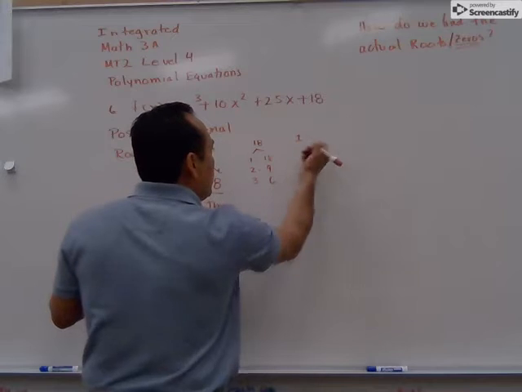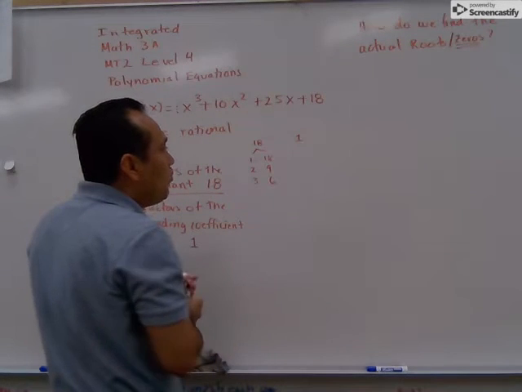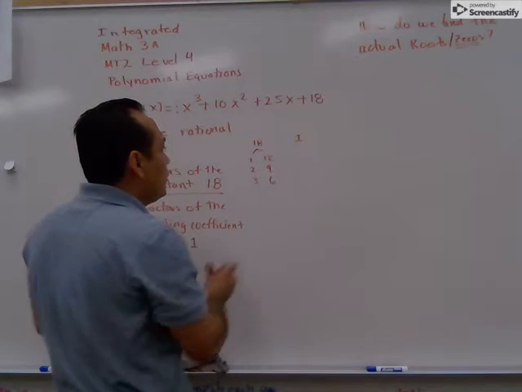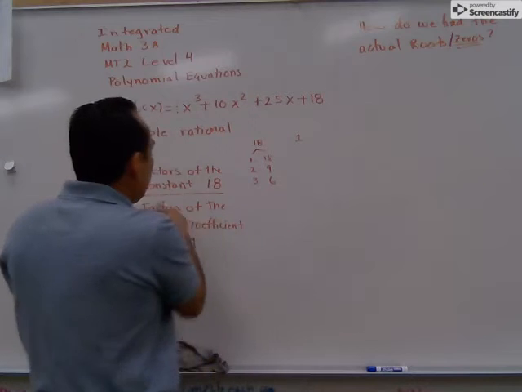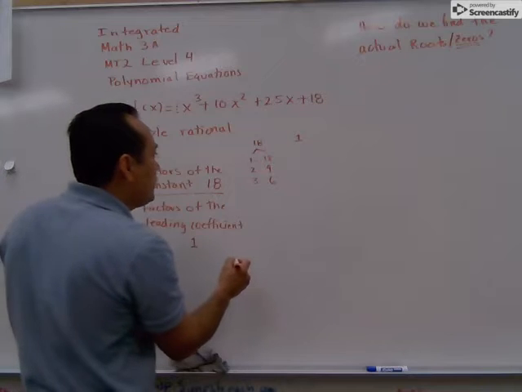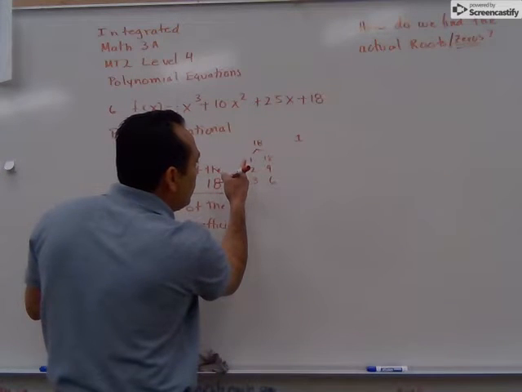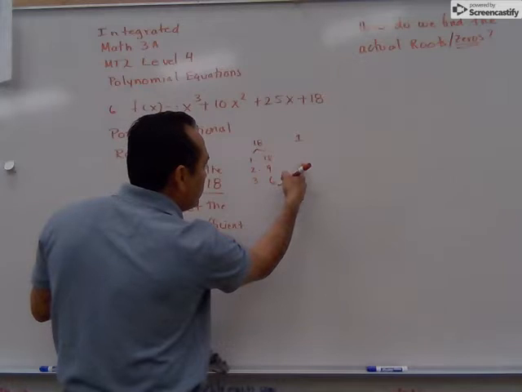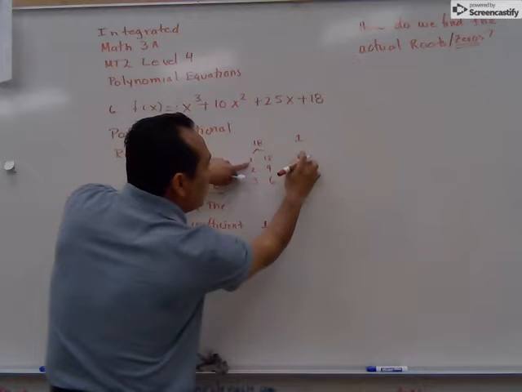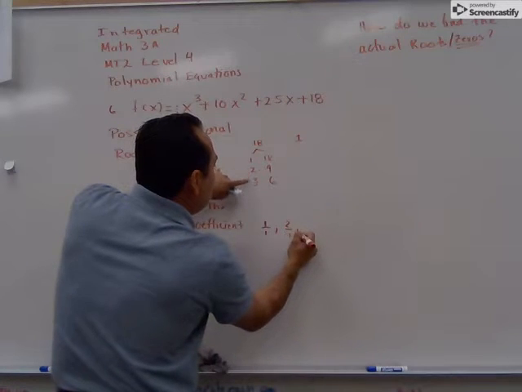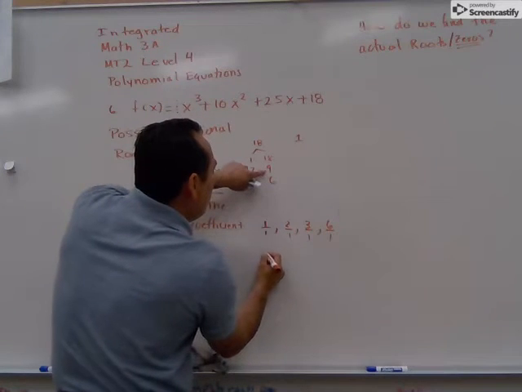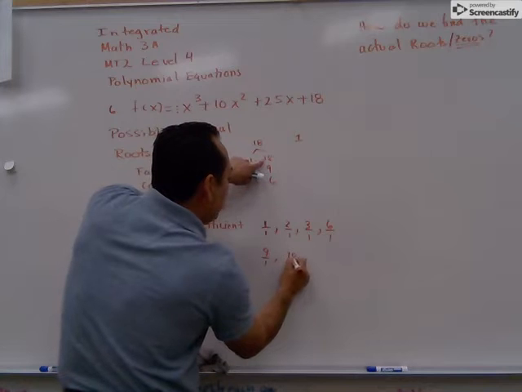If I factor 1, we know that 1 times 1 are the only factors for 1, but we don't use 1 as a factor of it. Therefore, this is enough. Now we need to create the fractions that are going to determine which are the possible rational roots. So you create a fraction between one of these factors and the factors of this. But in this case, we just have 1. So we're going to have 1 over 1, 2 over 1, 3 over 1, 6 over 1. Then I'm going to go to 9 over 1 and 18 over 1.